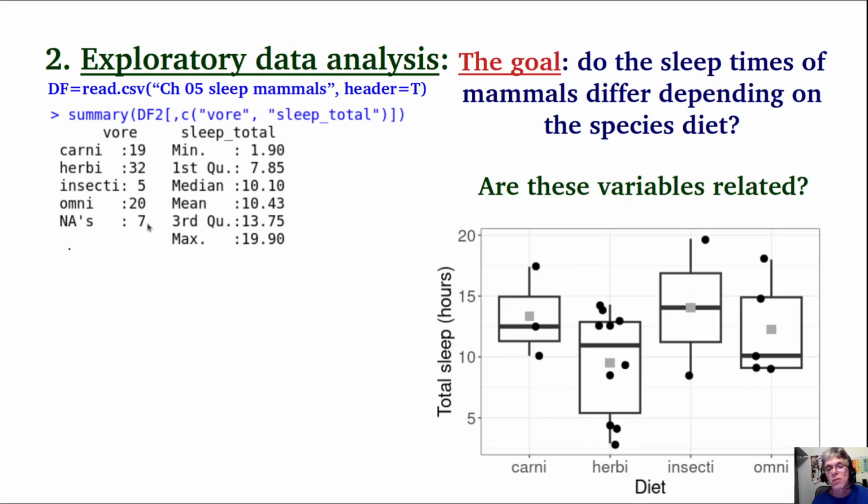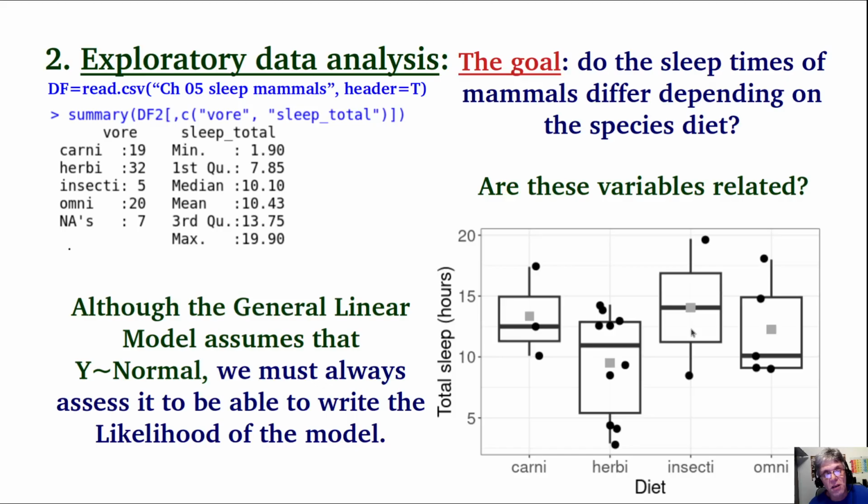So the next question is whether these two variables, the numerical response variable sleep total and the categorical explanatory variable diet, are related, and the answer is yes, or at least it appears to be so in this plot, because the medians of each of these groups seem to be different from each other, as do their means. Notice, however, that for some of these groups there are very few data points, so we should not make too much of a conclusion out of this plot.